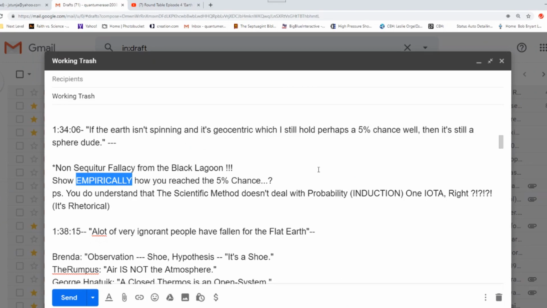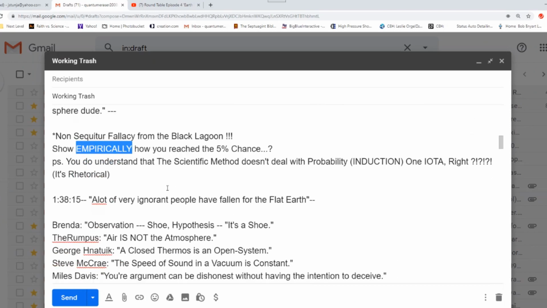But then there's three other ones. You know what those three other ones are? Repeatability, testability, falsifiability. That's what empirical means. I must have told you this like 50 times over the past 3 years, but nope. You're still on that same, but it's empirical. I observed it. P.S. You don't understand that the scientific method doesn't deal with probabilities.